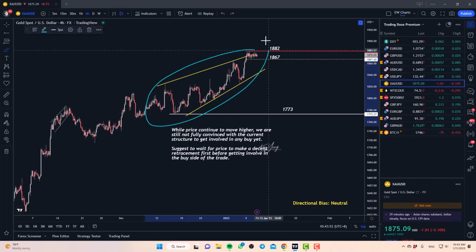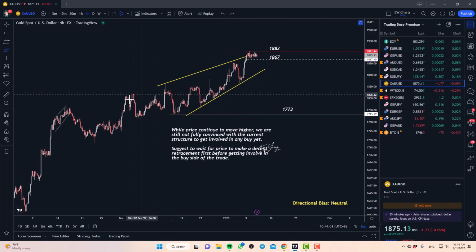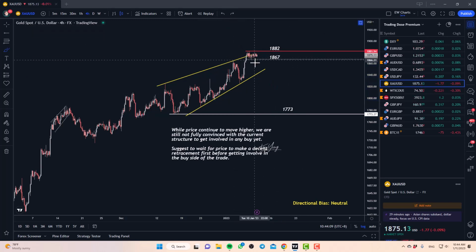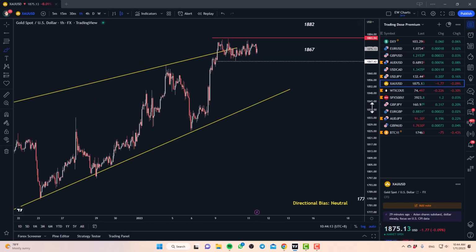But right now with this structure, I'm not very confident in adding in any position, or if you do not have any position, I wouldn't suggest you go and look for buy as of now. Okay, this structure still tells us that there's a high possibility that this can still come back down. But of course, we don't have that sign of a reversal yet. Okay, maybe what we can look out for is this coming Thursday CPI.